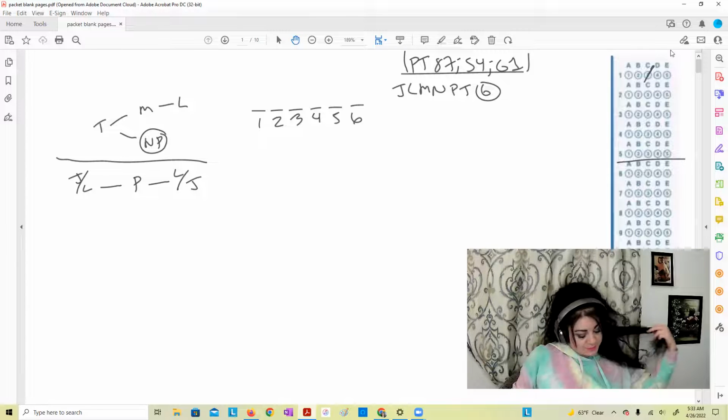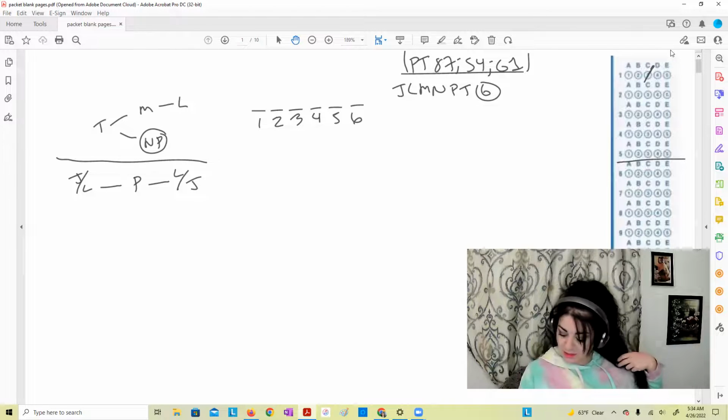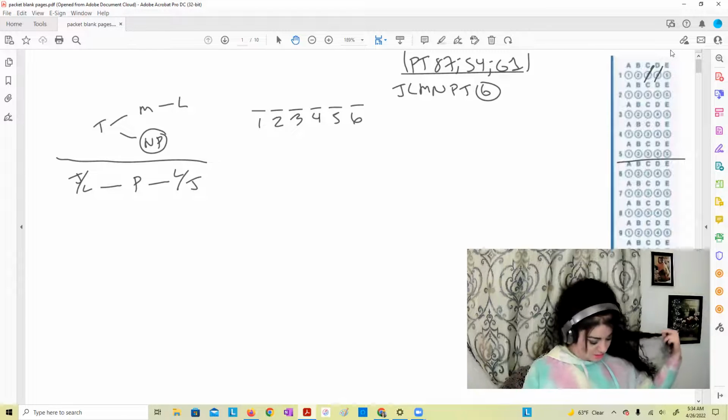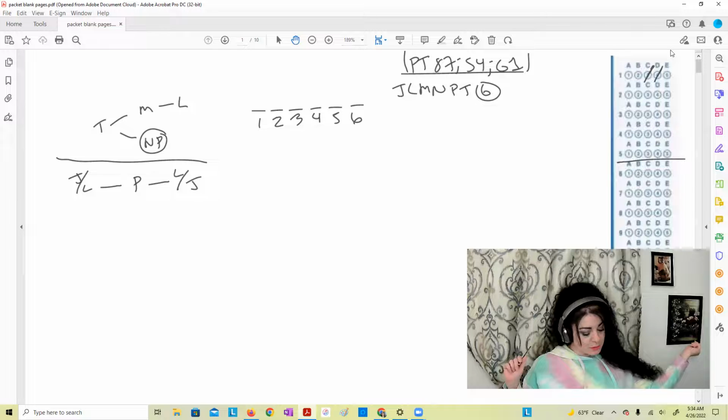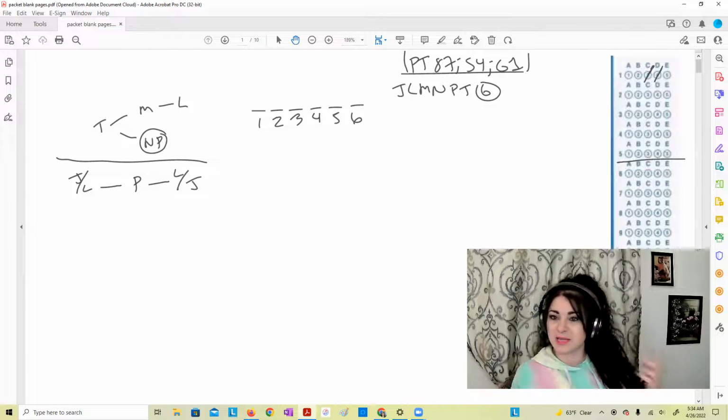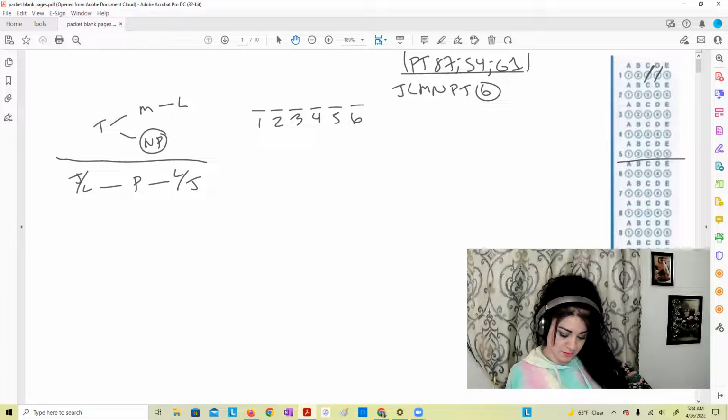What about the next rule? So A obeys that rule, B obeys that rule, and D violates it. You can see that L comes before M on D, so we can get rid of D. And what is our next rule? Our next rule is the NP rule. And oh, A is out. A violates that rule.